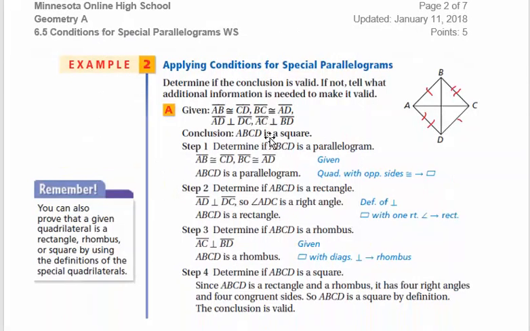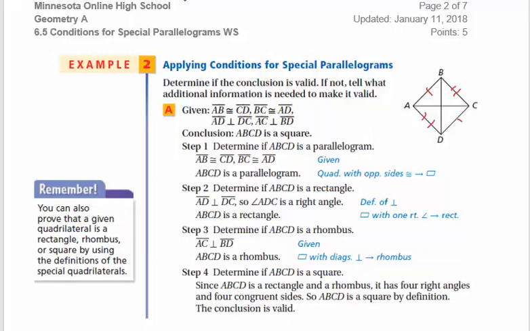All right, so let's look at this example real quick. It says that we want to determine if the conclusion is valid, and if not, say what additional information is needed to make it valid. So we're given some information. I already marked that AB is congruent to CD and BC is congruent to AD. And we're also given that AD is perpendicular to DC.